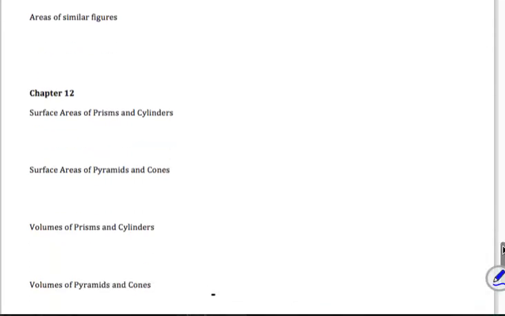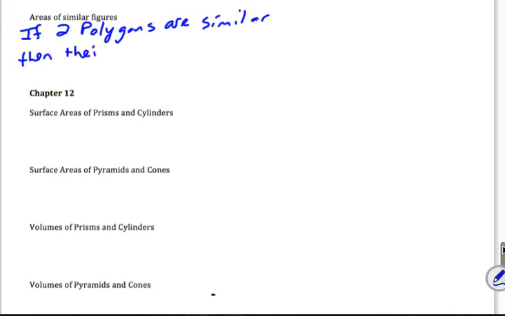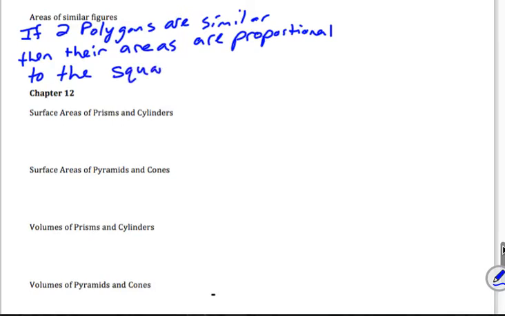Alright, area of similar figures. So what I want to do with that is, if 2 polygons are similar, then it is said that their areas are proportional to the square of the scale factor.